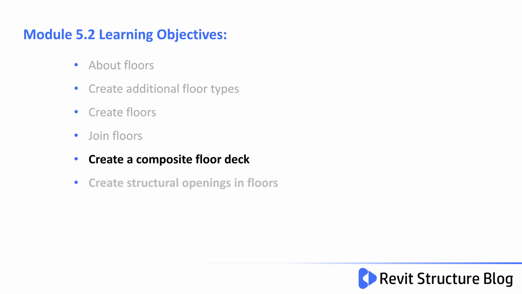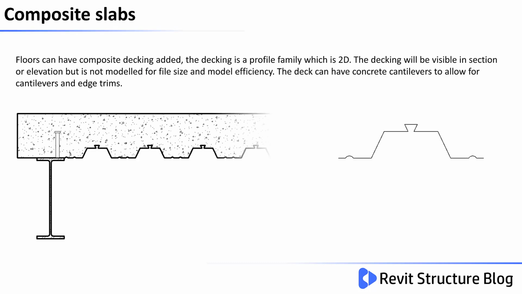In this lesson, you create a composite floor deck. Floors can have composite decking added. The decking is a 2D profile family. The decking will be visible in section or elevation, but is not modelled for file size and model efficiency. The deck can have concrete cantilevers to allow for cantilevers and edge trims.